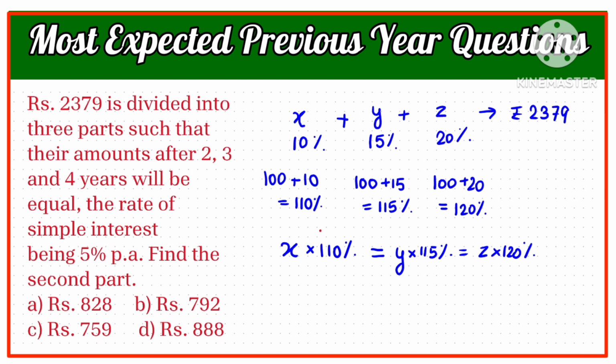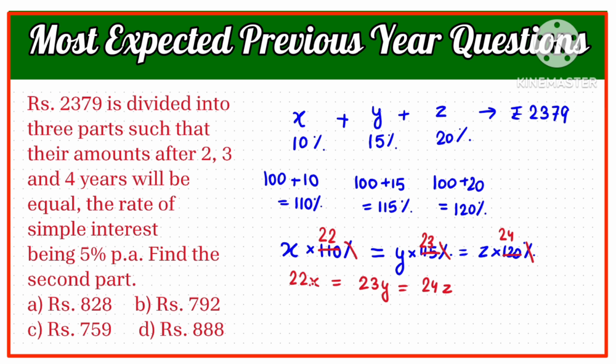Now let us cancel out here percentage and percentage. You can cancel it out. Here you can cancel by 5. So 5 into 22, you will get 110. Here if you cancel, you will get 23 if you cancel by 5. And here if you cancel by 5, you will get 24. So what you are getting? You are getting 22x equal to 23y, and this is equal to 24z.